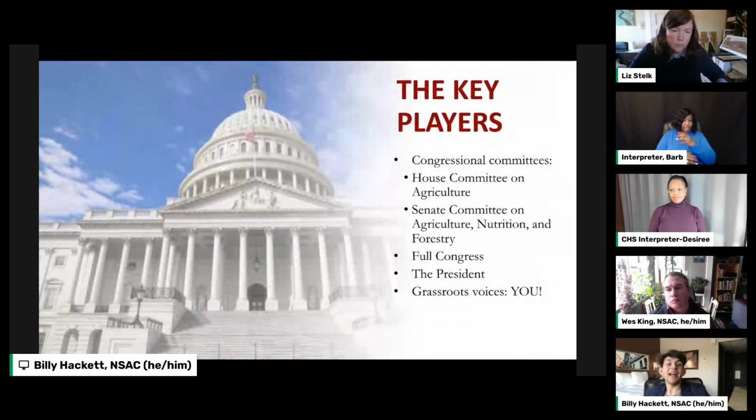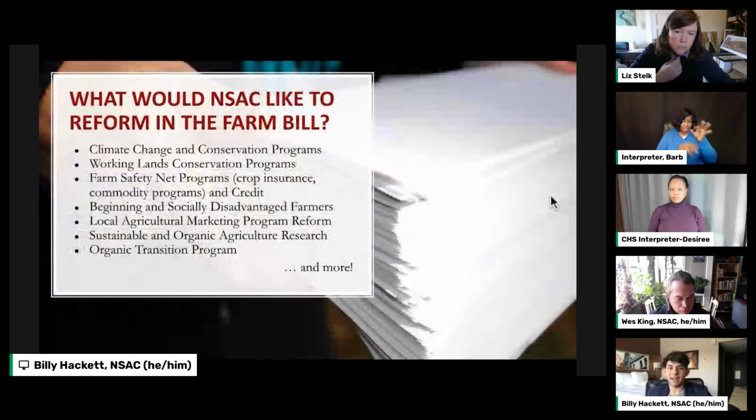And so there are a lot of key players engaged, right? Of course, there are the grassroots voices. That's you, and that's the most important, to make sure that what we get into the Farm Bill is what we need and what the moment calls for. But there are also those folks in DC: the Congress and the congressional committees, especially the House Committee on Agriculture, the Senate Committee on Agriculture, Nutrition, and Forestry, the full Congress, so every representative that represents you and folks across the country, and the president, of course, who will sign that bill into law. And I know that Liz is going to go into more detail about who at the local level is important.